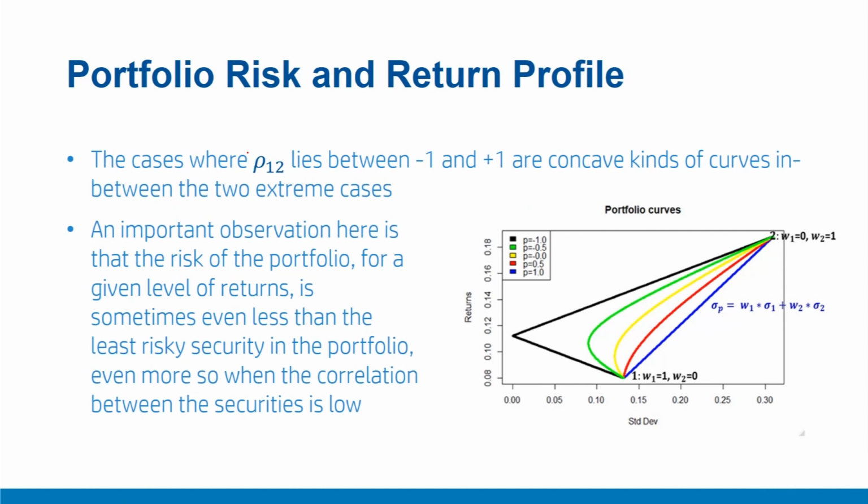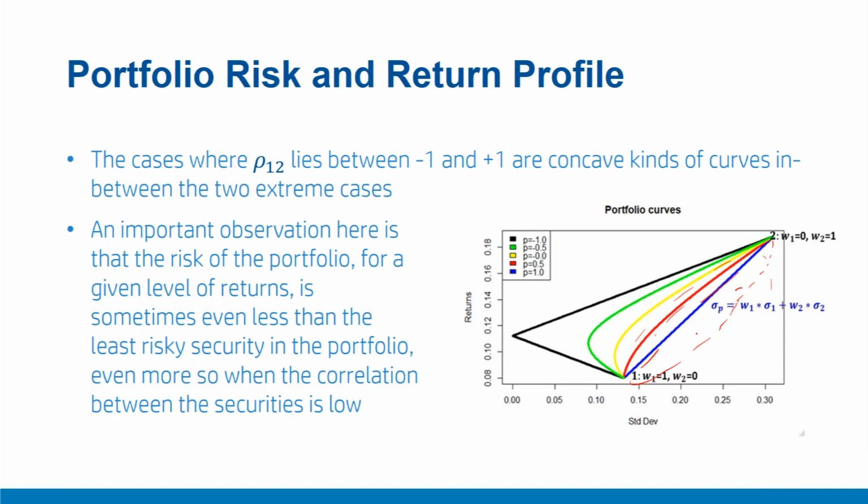For all the other cases where rho 1 2 lies between -1 and +1, we get concave kinds of curves in between these two lines. For example, notice all the cases will be between this blue and black line. You will not observe any case such as this. Such cases will not be observed. So all these are concave kinds of cases between the blue and black lines, the extreme cases that we have discussed.